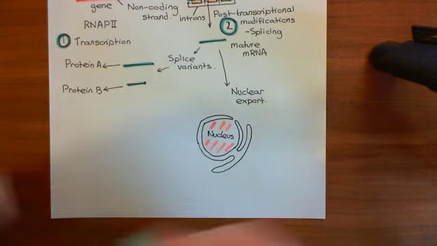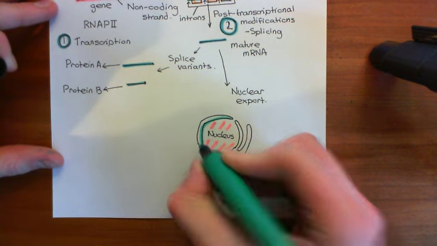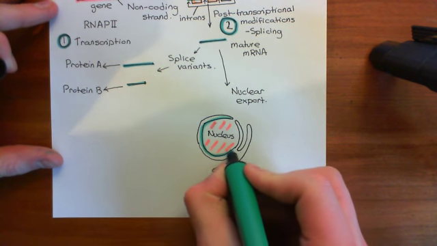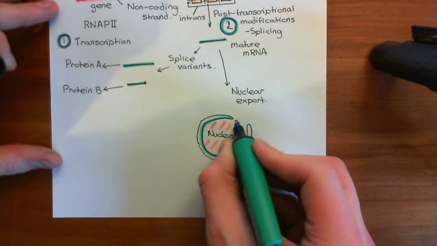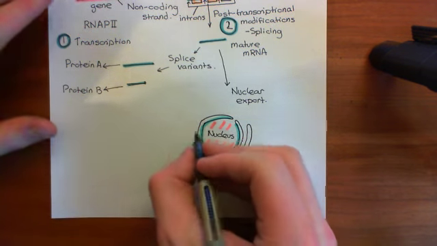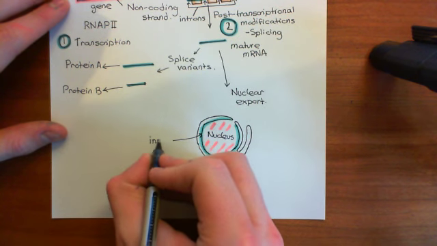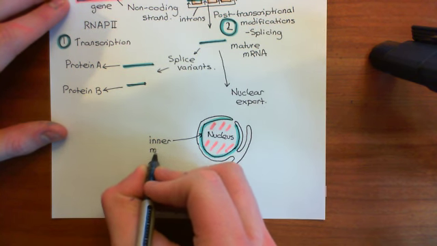Okay. Then we have the inner membrane of the nucleus. So this one in turquoise here. This is a phospholipid bilayer, and this is the inner membrane of the nucleus. So this is what's known as the inner membrane of the nucleus.